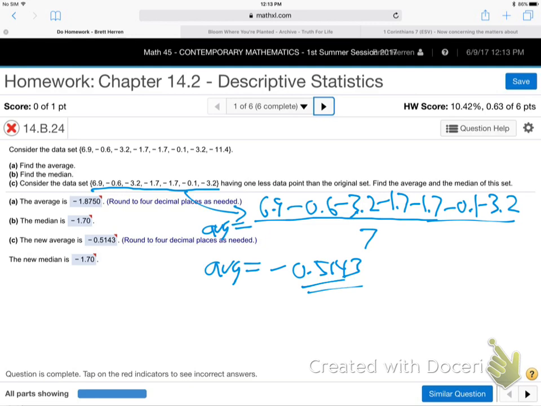Now, let's find the median. So to find the median on that, what are we going to do? We're going to put them in order from lowest to highest. So you got to reorder from low to high. The lowest one being negative 3.2, negative 1.7, negative 1.7. I'm going to cross them off as I go. Oh, there's two negative 3.2s, huh? So I'm messing up.